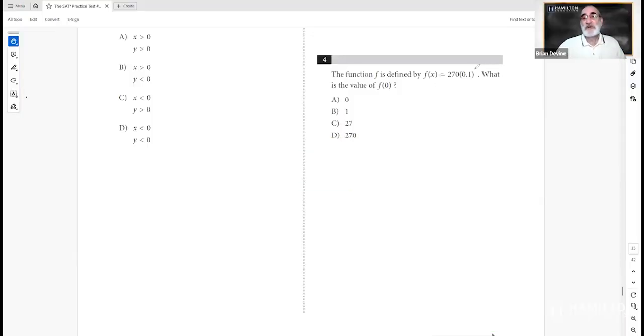Question 4. In question 4, we should have an exponent right there. The function f is defined by f of x equals 270 times 0.1 to the x. What is the value of f of 0? Well, f of 0 should be 270 times 0.1 to the 0 power. And anything except 0 to the 0 is 1. And so this would then be 270, which is the answer, D.